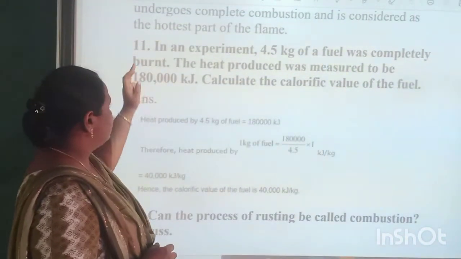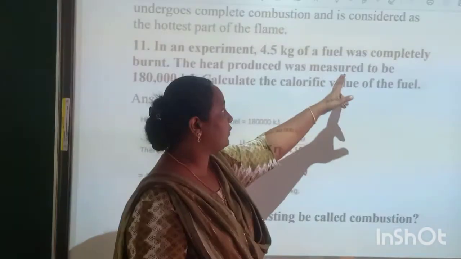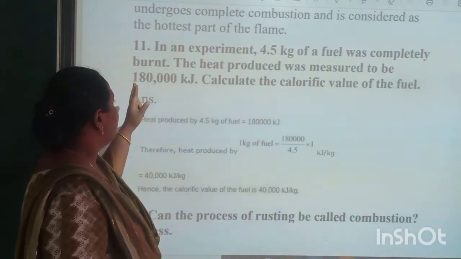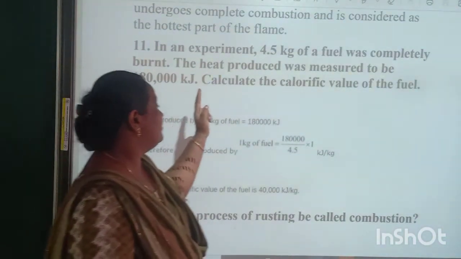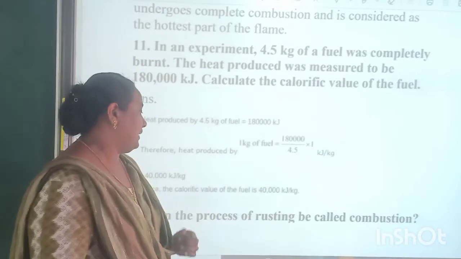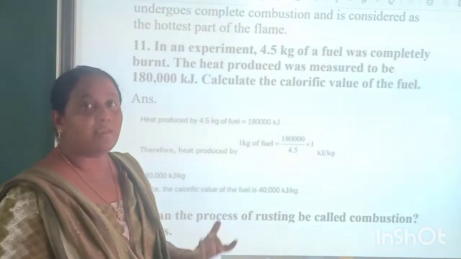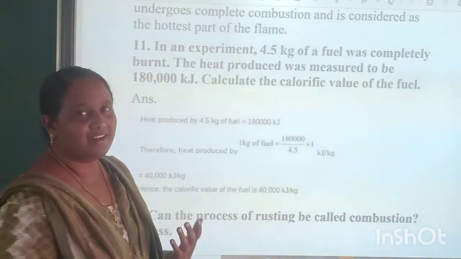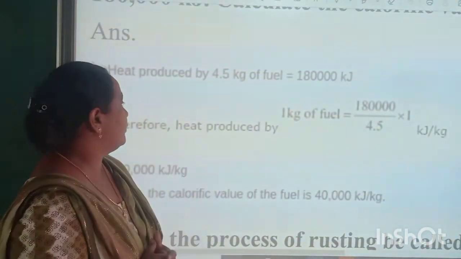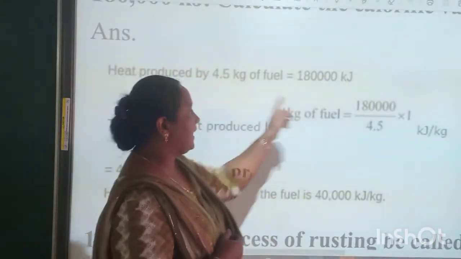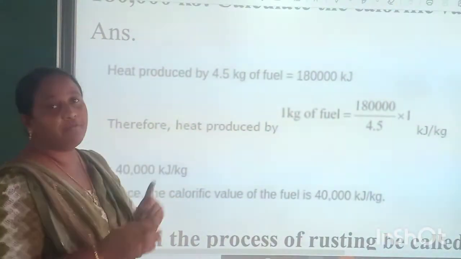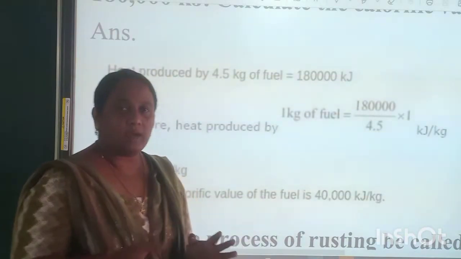Okay. Then the next question: in an experiment, 4.5 kg of a fuel was completely burned. The heat produced was measured to be 1,80,000 kilojoule. Calculate the calorific value of the fuel. Actually, this is the first problem-based question this year, isn't it? It is given that 4.5 kilograms of fuel produces 1,80,000 kilojoules of heat.